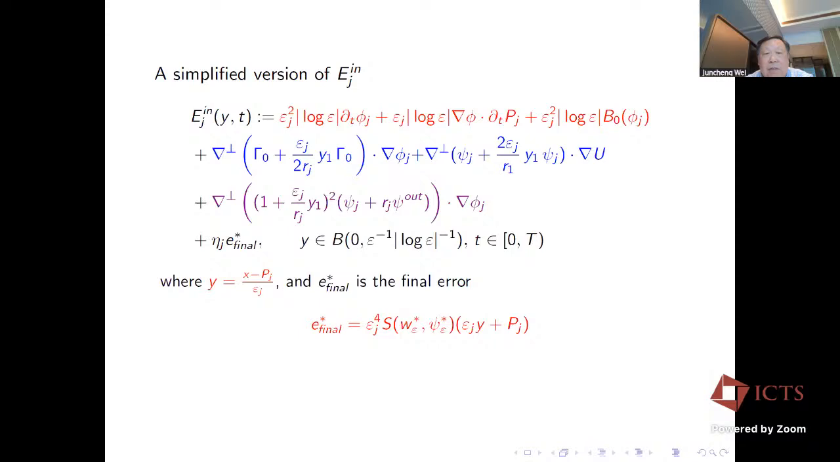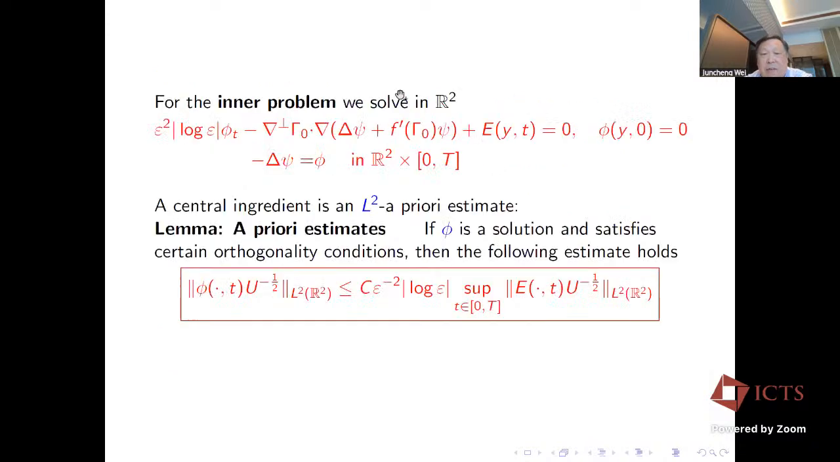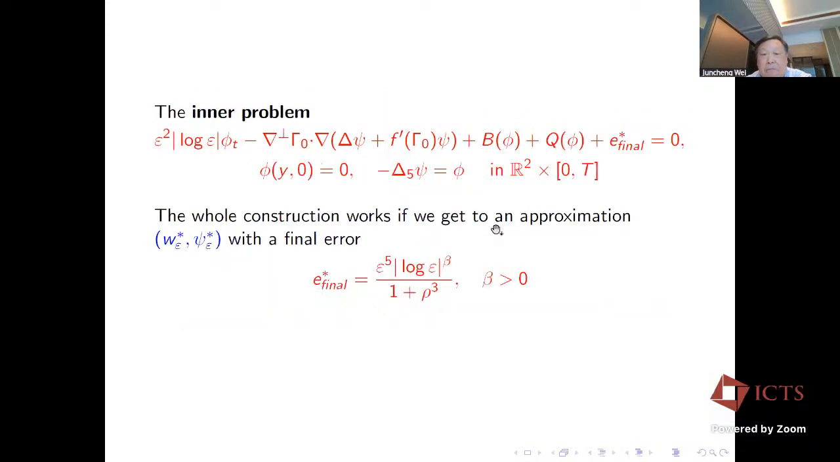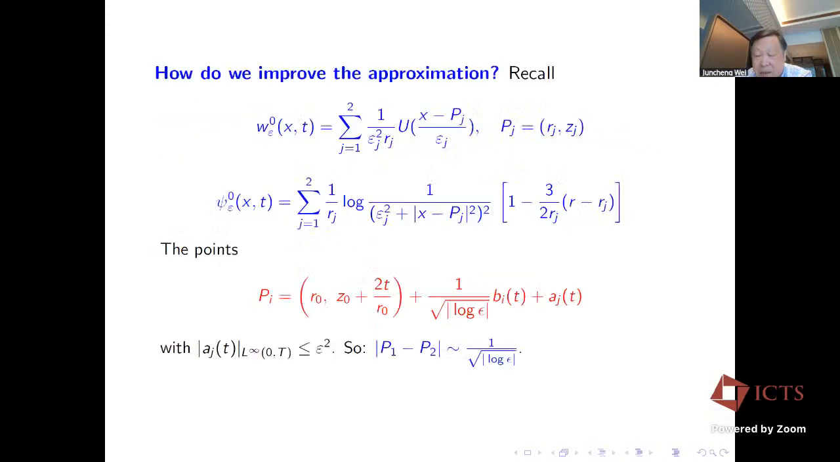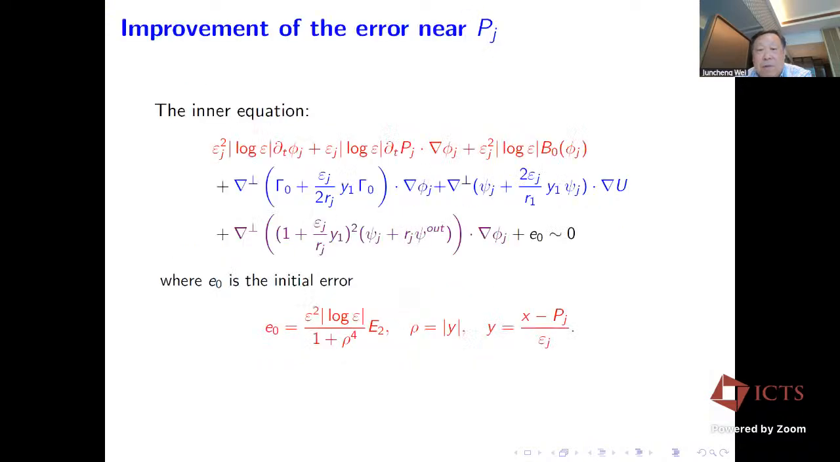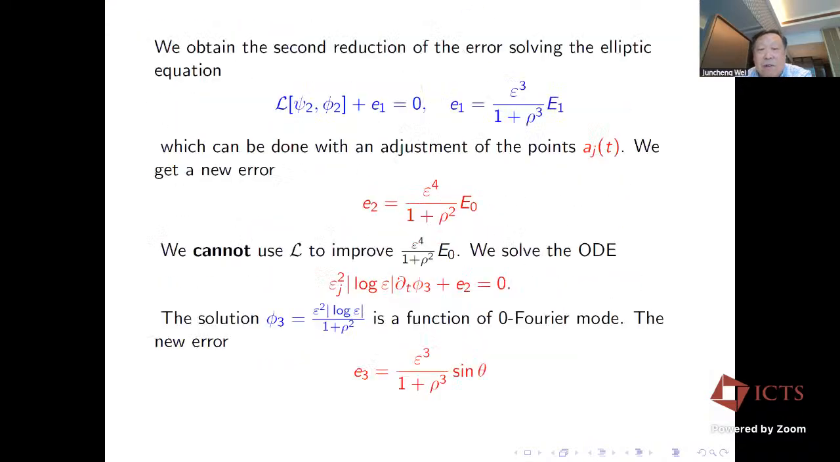we have the inner error and the outer error, and we have this L2 estimate, as we discussed before. And so the whole construction, we need to get an approximate solution with this epsilon to the 5 over rho cube error. This is like the 2D case. And how to improve the approximation? The improvement of the approximation is very complicated.